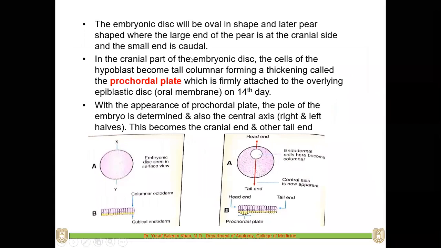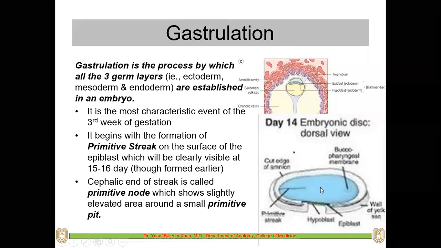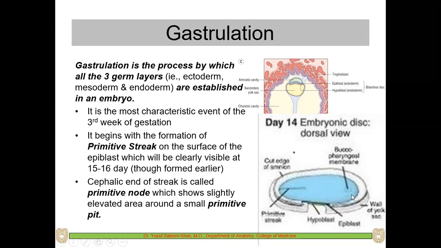The embryonic disc will be oval in shape as we saw before, and later pear-shaped, where the large end of the pear is at the cranial end and the small end is at the caudal end. Here also, if you see, it is almost looking like a pear shape with an enlarged part. The bigger part is the head end, and the thinner, tapered end will be the tail end. Also, the appearance of the primitive streak shows the tail end.